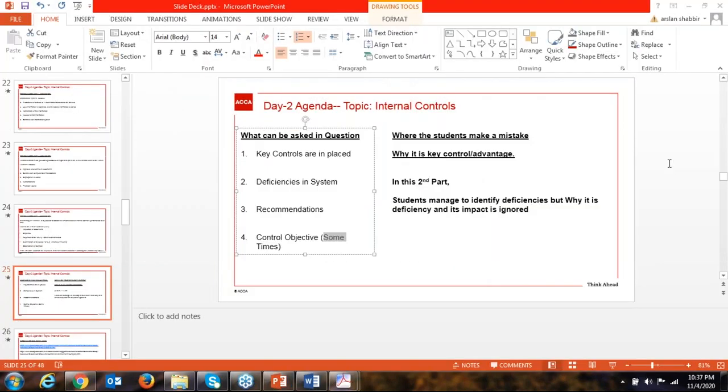See here, in the deficiency part, the student managed to identify deficiencies, but why it is a deficiency and its impact. So here the deficiency is that the process is not supervised. Why is it a deficiency? Because any employee could swipe the card of another employee who is absent, and the impact is it will increase the company's payroll cost. So you need to identify the impact as well.